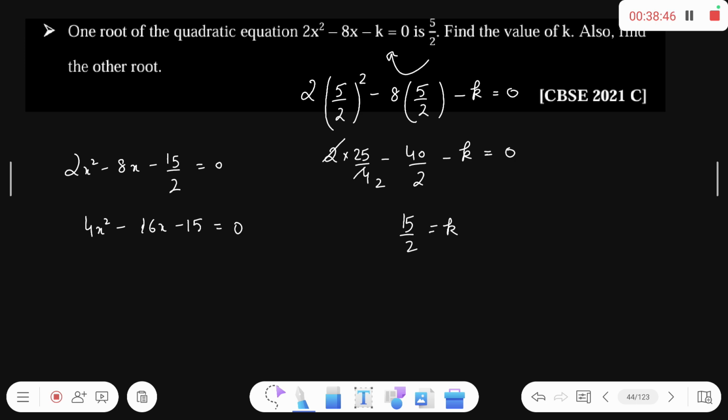Let's move to next. Find the value of p for which one root of the quadratic equation is 6 times the other.